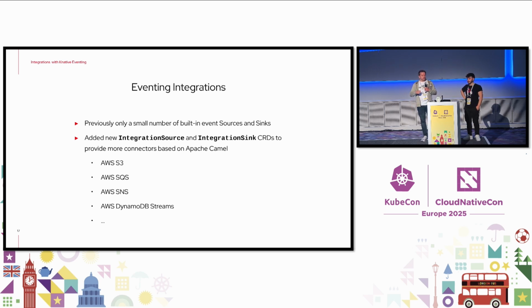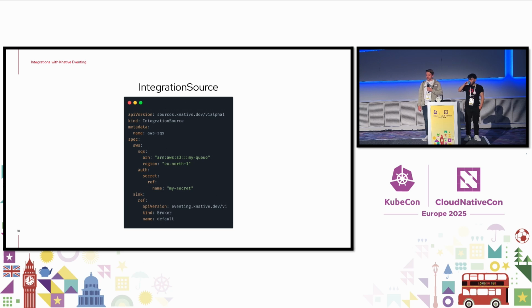Those new sources and sink allow you now to get events and send events from AWS S3, SQS, SNS, or DynamoDB streams. And it's now super easy for you. For example, if you want to receive events from AWS SQS, you simply create an integration source, add the SQS configuration options, the auth secret, specify the sink as you usually do for a source, and you're done. Afterwards, your sink, in this case the broker, will receive the events from SQS.